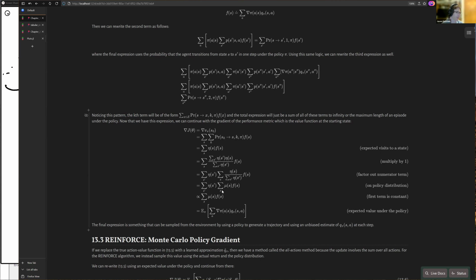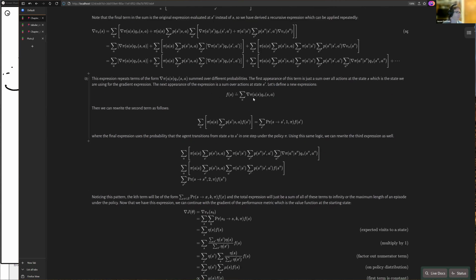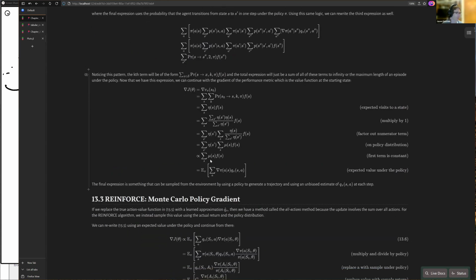This does. So now what we have is something that is proportional to the sum of the on-policy distribution of this term F, and this is the term that has the gradient with respect to the policy function. And then we can also just rewrite this as an expected value, where I'm replacing F with the original term that F represents. But this is the on-policy distribution, so this expression here is just the expected value under the policy of F.